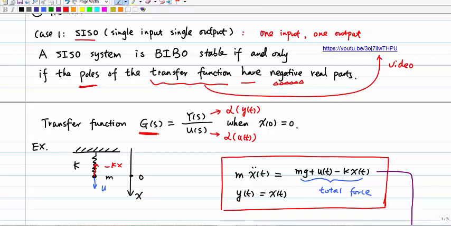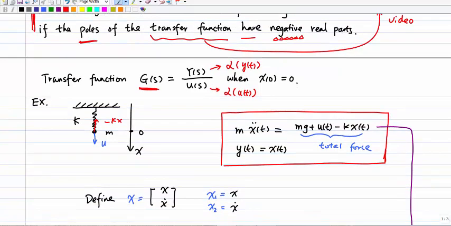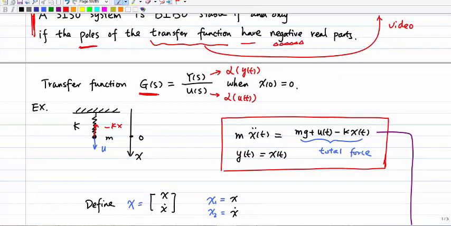Okay. So let me give an example showing how to use this condition to verify if the system is BIBO stable or not. Here, assume that I have a spring. One end is hanging from the ceiling, for example, and on the other end of this spring, you hang an object which has a mass of m.